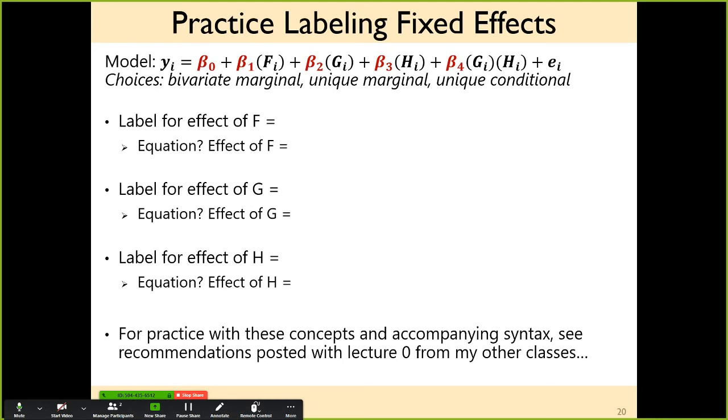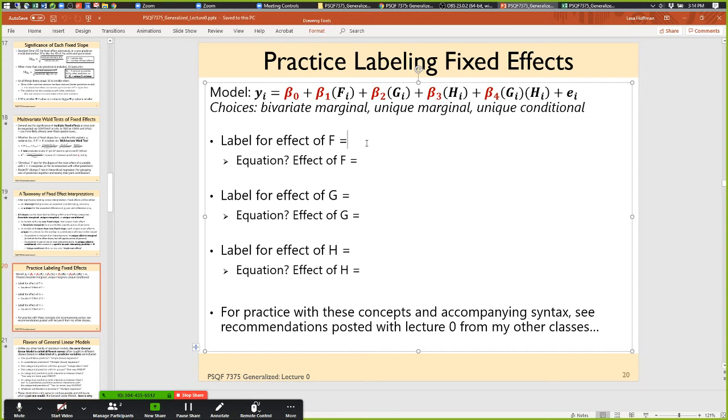Let's practice. Okay, here's an equation for you. I've got 3 predictors, F, G, and H. They each have main effects. G and H also have an interaction. So which term would I use to describe the effect of F in this model? Bivariate marginal, unique marginal, or unique conditional?